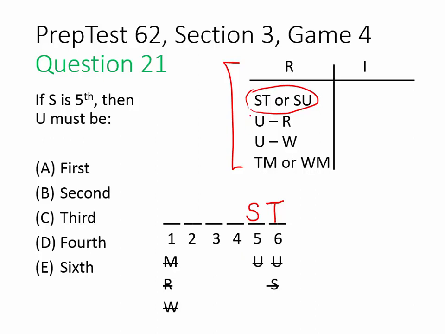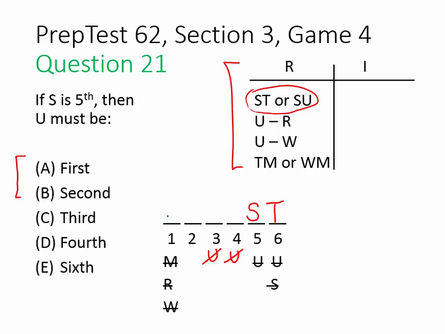Well, we know that U comes before R and W. So U couldn't go here, and U couldn't go here. It wouldn't leave any space for R and W. Thus, it could go in either the first or second spot, but those are both answer choices over here. So let's try each of them out and figure out why one of them works and one of them doesn't work.